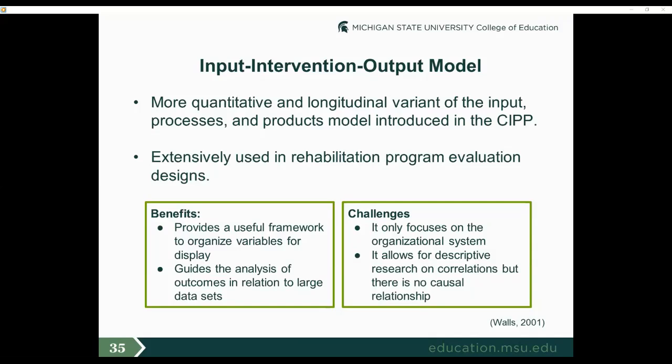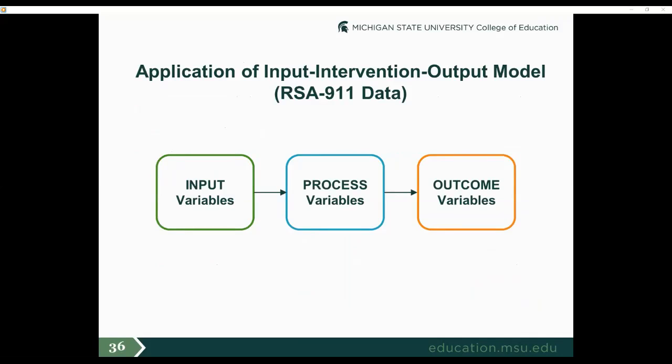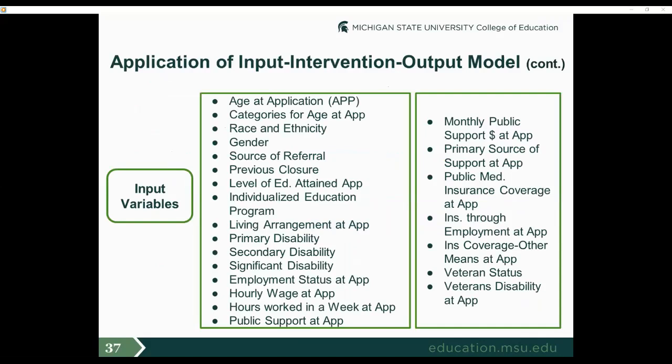Challenges are it only focuses on the organizational system. It allows for descriptive research on correlations, but obviously no causal relationship can be included. As you can see here, the application of the input intervention output model in relation to the 911 data, where we have our input process variables and finally our outcome variables organized by individual. Slide 37 really relates to the application of the model itself, and here is what we've laid out: input variables that I'm sure are very familiar with all of you. These would be the demographic and background data that you would collect at the very beginning of the process with the individual customer.